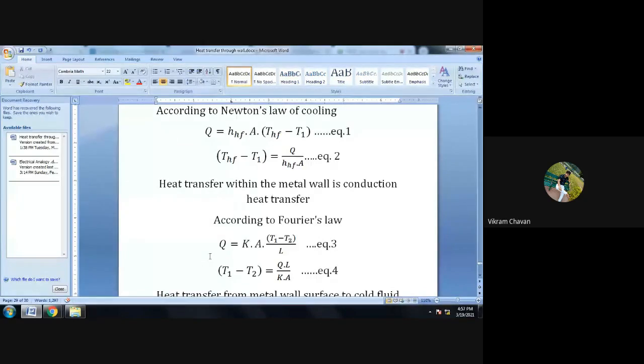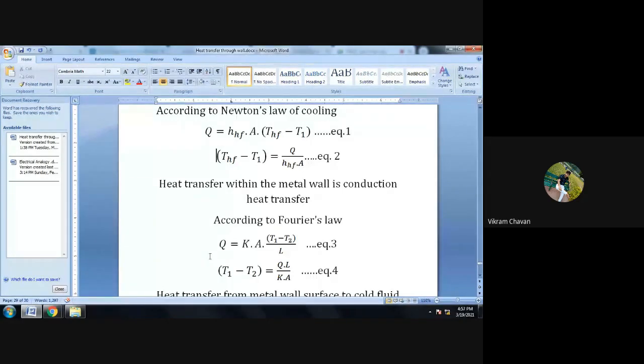T1 minus T2 is the temperature difference between the two surfaces. T1 is the initial temperature and T2 is the final temperature of that particular wall, or T1 is the entry temperature of the wall and T2 is the exit temperature of the wall. So Q equals K A times (T1 minus T2), whole divided by L.